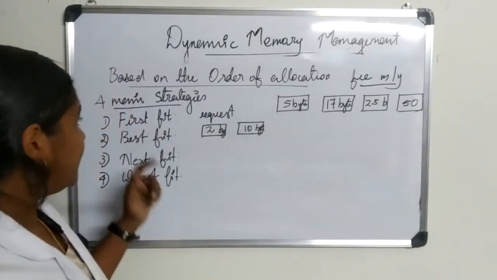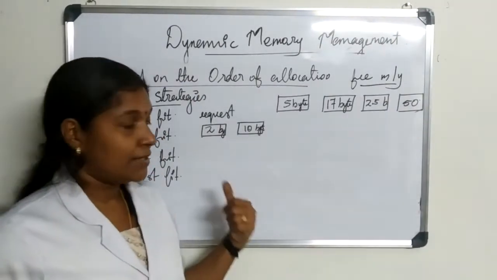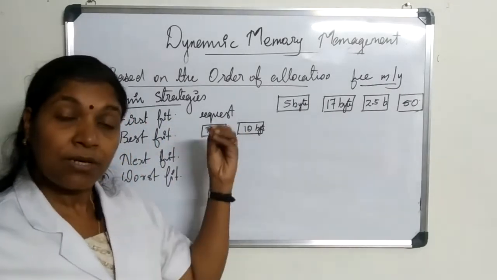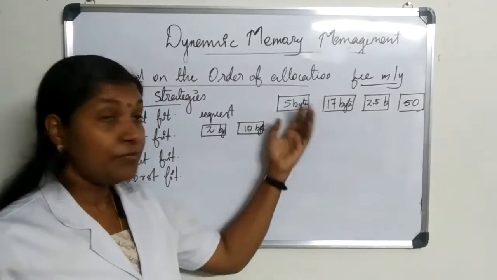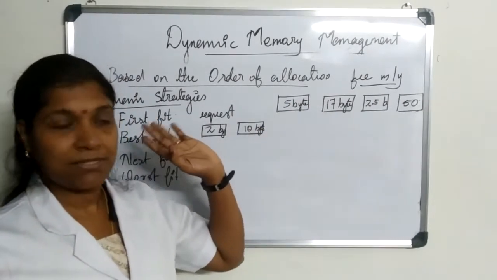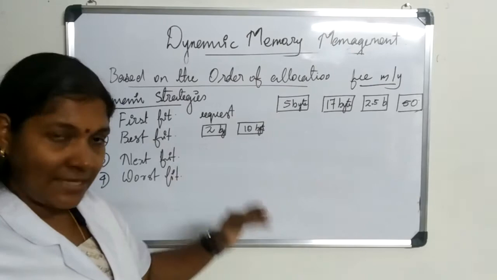Okay, so the first fit: what it does is allocate whatever memory location is available from the first location for a request. So that is first fit. We will take the example.